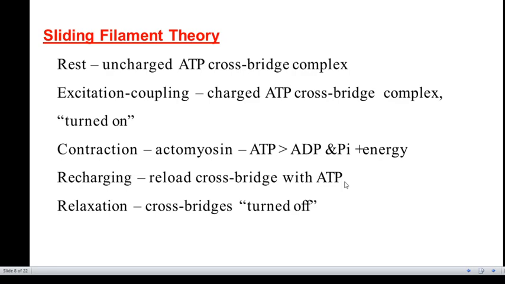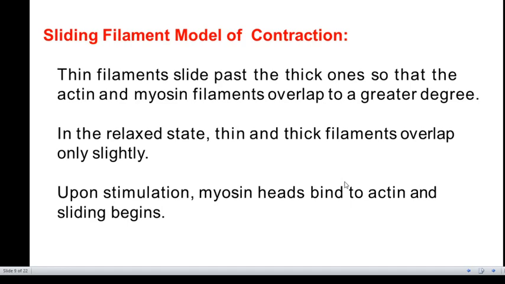At rest, the ATP cross bridge complex is uncharged. Excitation coupling charges the ATP cross bridge complex, turning it on. Contraction involves actomyosin, ATP, ADP, and energy. Recharging releases the cross bridge with ATP. Relaxation turns the cross bridge off. This is the sliding filament model of contraction.